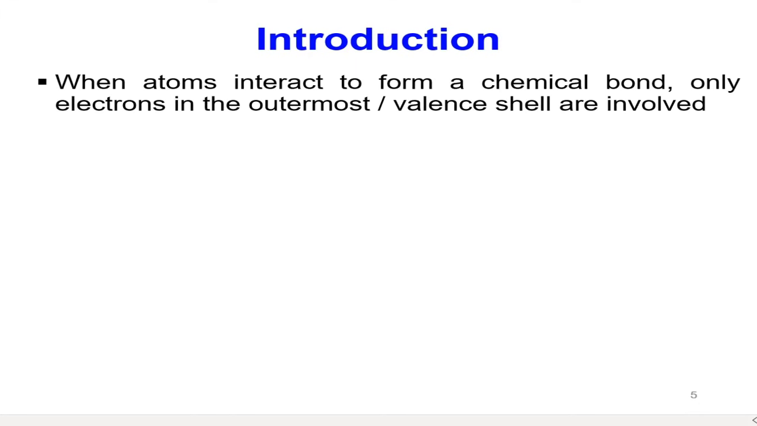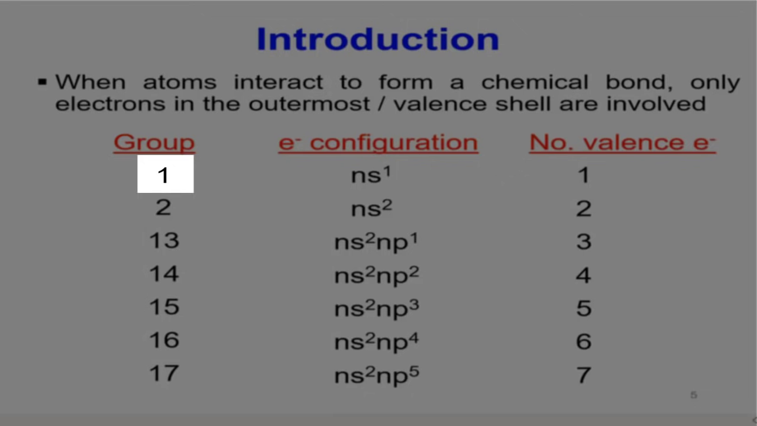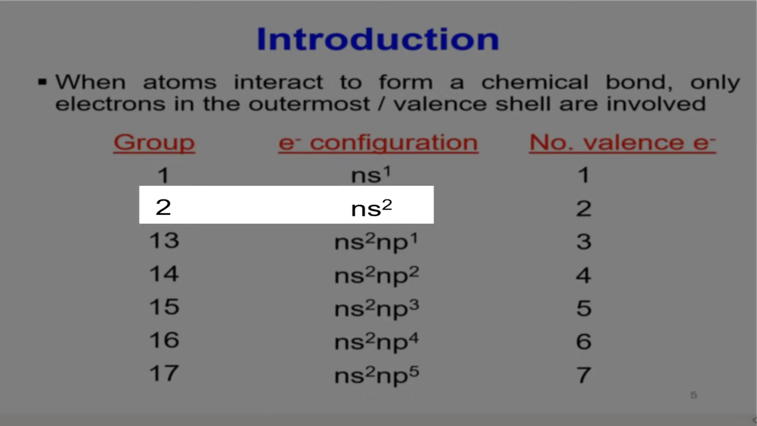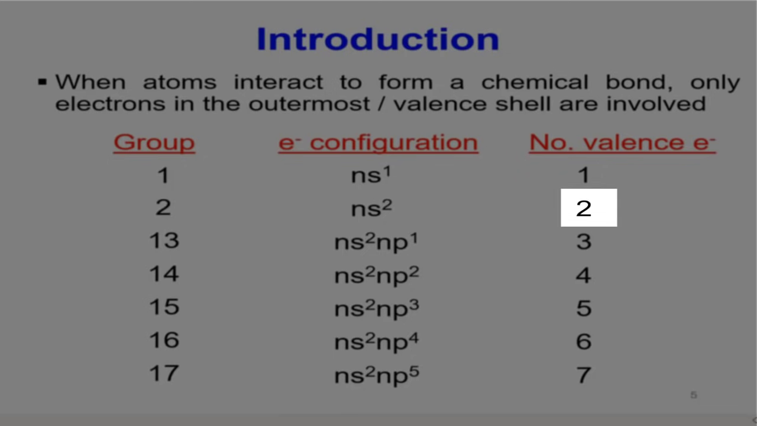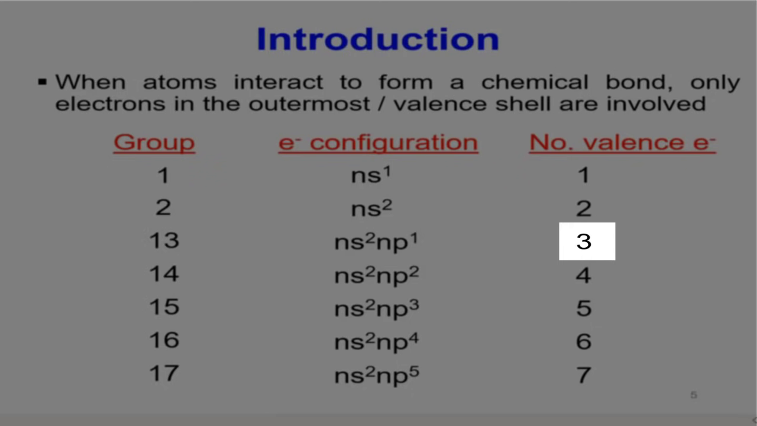When atoms interact to form a chemical bond, only electrons in the outermost or valence shell are involved. And these electrons, we call them valence electrons. For group 1, the valence electronic configuration in general is ns1, and that means the number of valence electrons in group 1 is 1. For group 2, the electronic configuration is ns2, and that gives the number of valence electrons as 2. Group 13 is ns2 np1, and that means the number of valence electrons is 3.